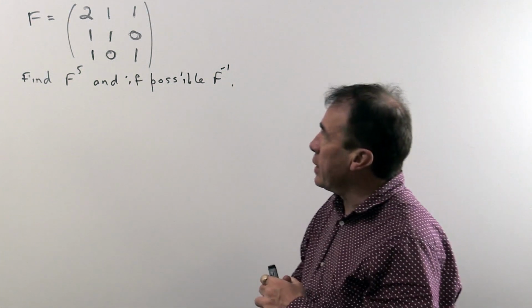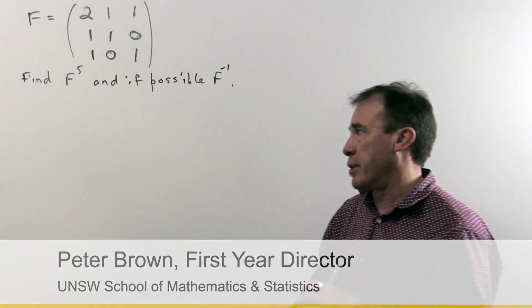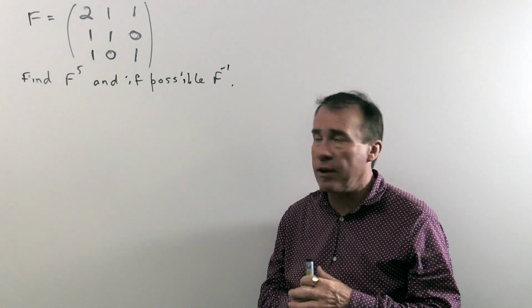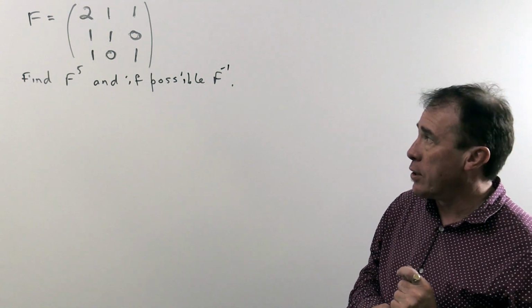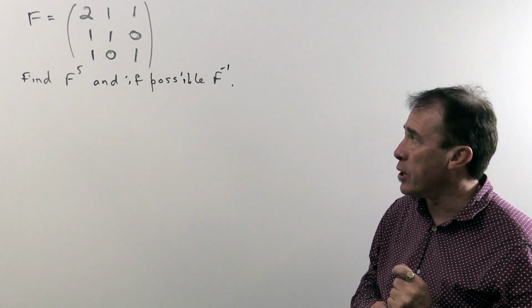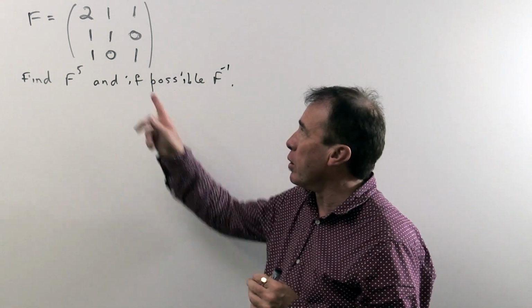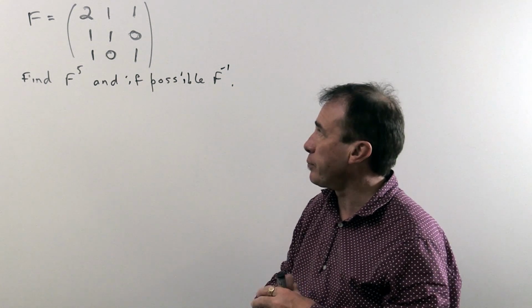Hello, so we're going to take this matrix F, which is a 3 by 3 matrix, and we're going to use the Cayley-Hamilton theorem to find f to the fifth, and if possible to find the inverse of f. So to use the Cayley-Hamilton theorem, we need to get the characteristic polynomial of this matrix.